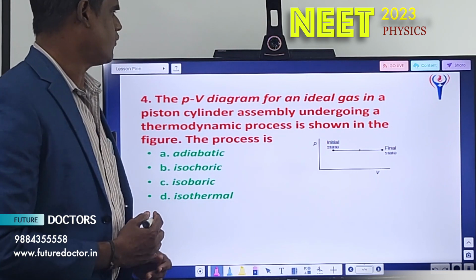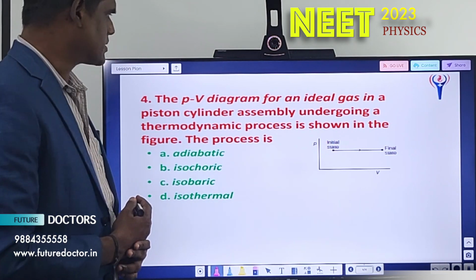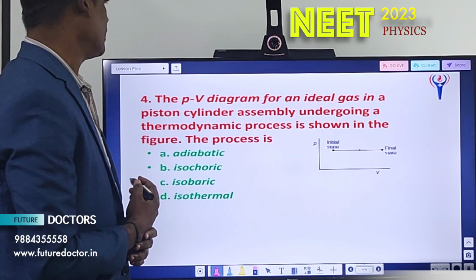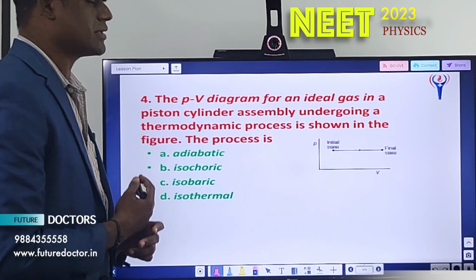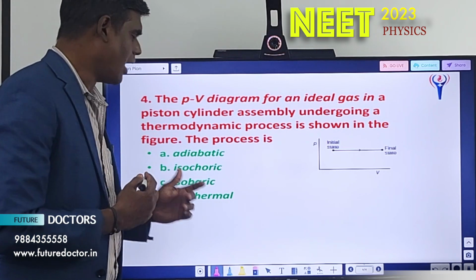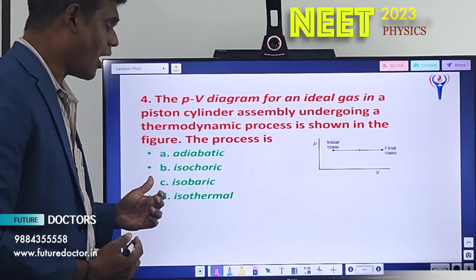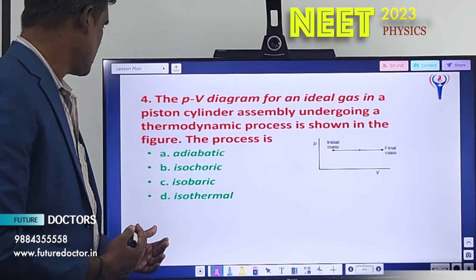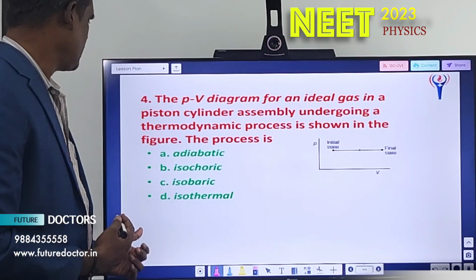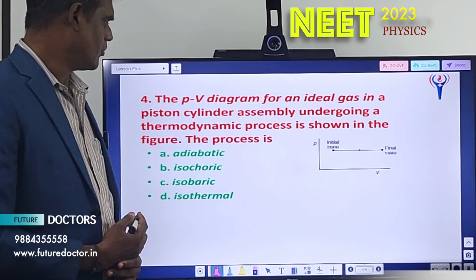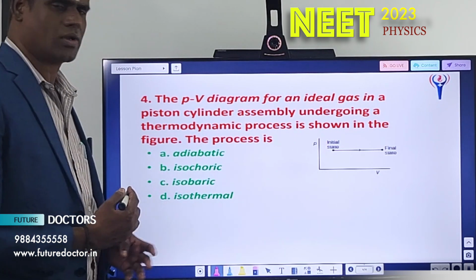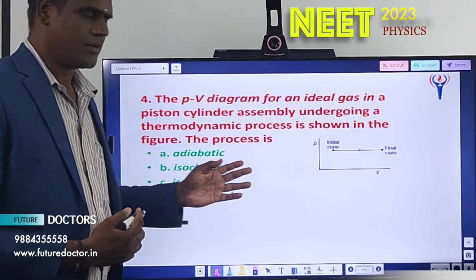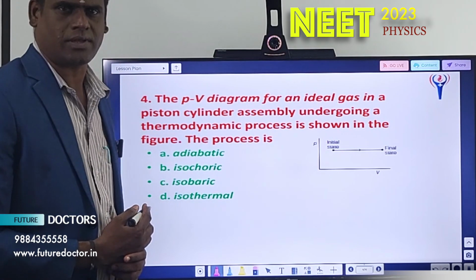The PV diagram for an ideal gas in a piston cylinder assembly undergoing a thermodynamic process is shown in the figure. The process is dash. A. Adiabatic process. B. Isochoric process. C. Isobaric process. D. Isothermal process. By knowing the definitions of adiabatic, isochoric, isobaric, isothermal, from this graph you are able to find the solution.